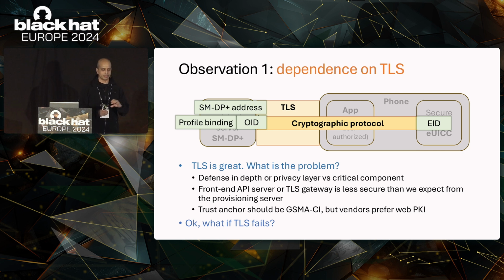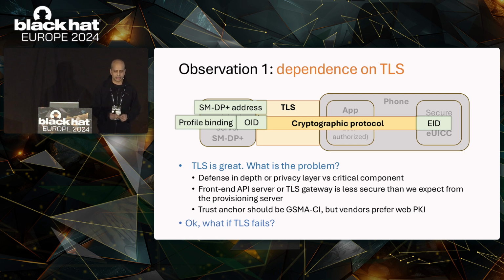Given that there is a full-fledged inner protocol, we asked the question: what is the purpose of this outer layer, TLS, here? Is it a defense-in-depth mechanism? Is it just for privacy protection of a few bits here? Or is it a critical component in this specification? The specification is not clear about that. But our investigation finds it's both critical and a privacy layer. OK, so far so good.